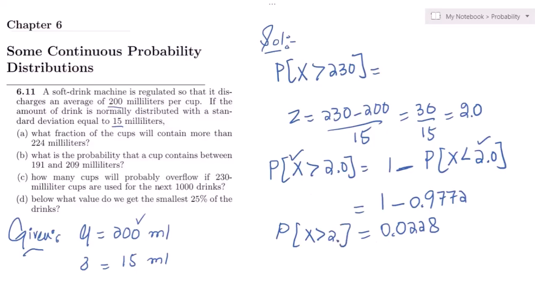In order to find the number of cups which will overflow from the 1000 drinks, that would be the chance of the overflow multiplied by the total number of cups, which are 1000. So therefore it would be 22.8, which is around 23 cups. Okay, so that is basically the solution of part C of my question. Let me move to part D of my question.